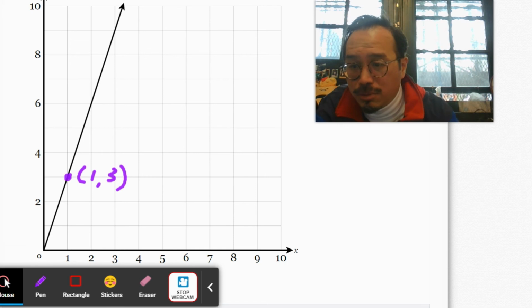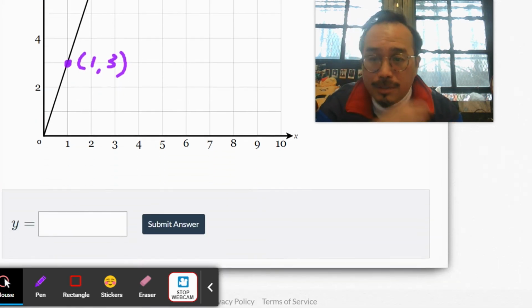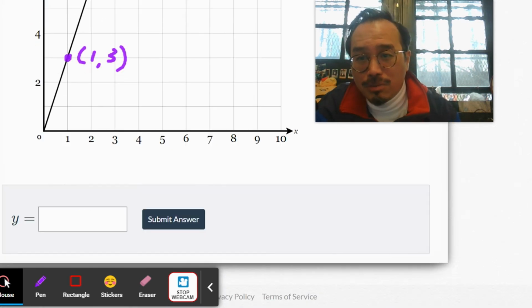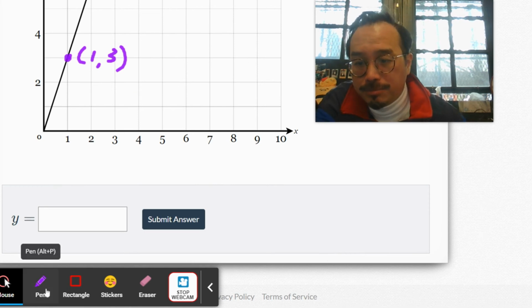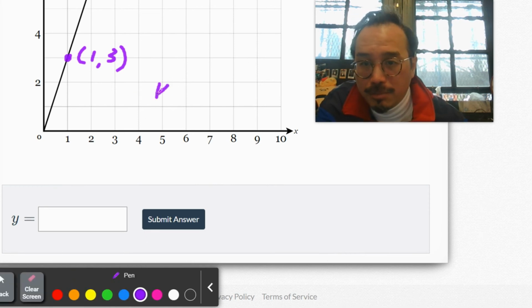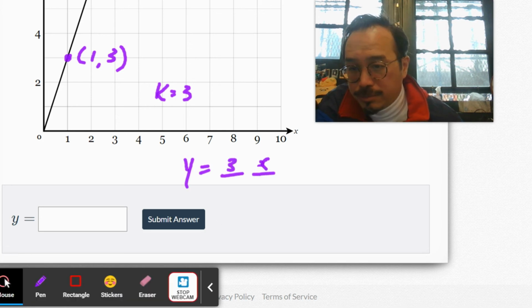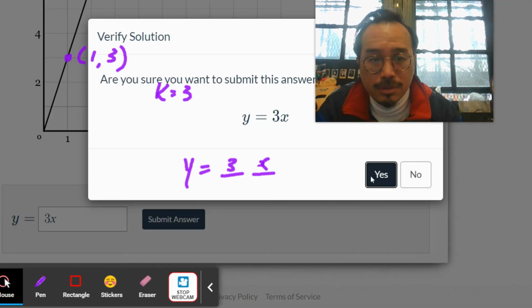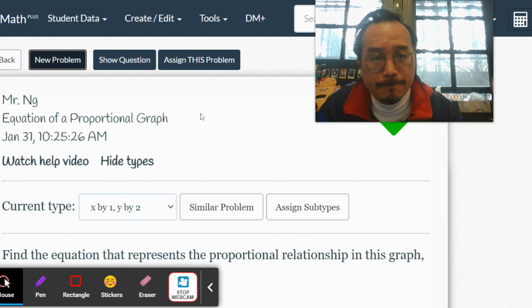Now let's see what the question wants us to do, knowing that. Oh, they just want an equation. So what's the equation? What's the constant of proportionality? In other words, k. Yep, k is 3. So what's the equation? y equals what? Yep, y = 3x. So we're going to type that in, if I'm allowed to. All right, 3x. Cross your fingers. Yep, that's it.